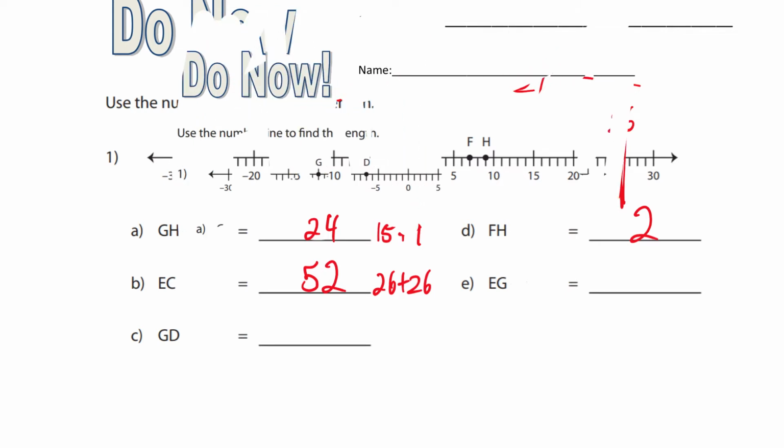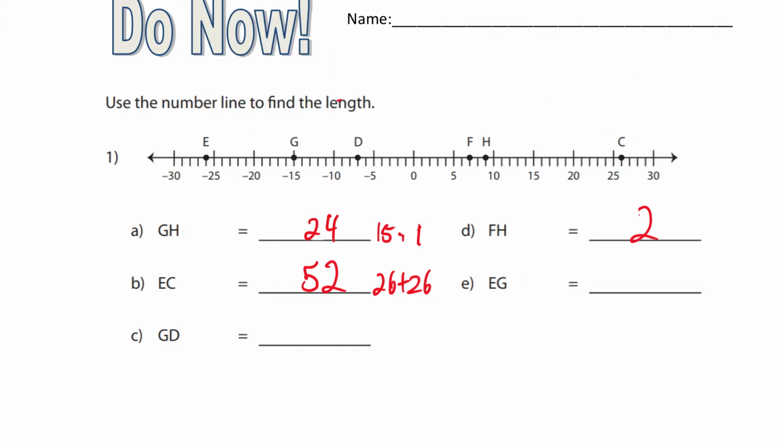All right. Sorry. Next one is EG. So E is at negative 26. G is at negative 15. Obviously, they don't cross over the 0, so they're just both on the negative side. You can think about how far it is from 26 to 15, or you could count here. 1, 2, 3, 4, 5, 6, 7, 8, 9, 10, 11 units, which makes sense. From 15 to 26, that is 11.